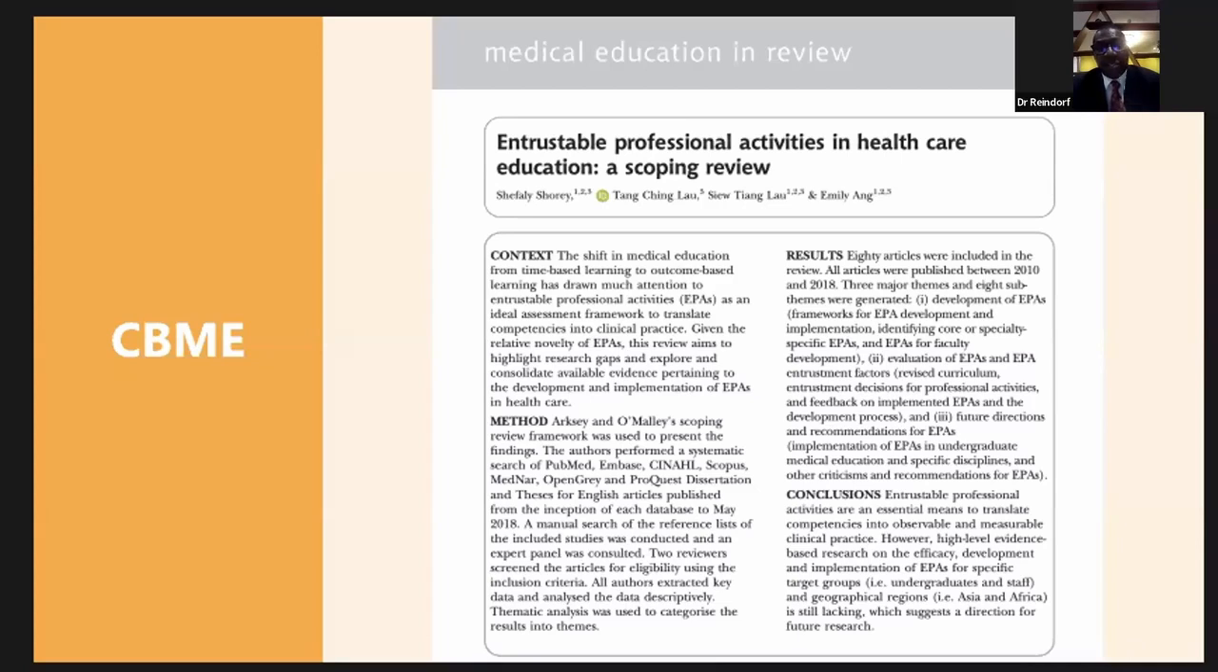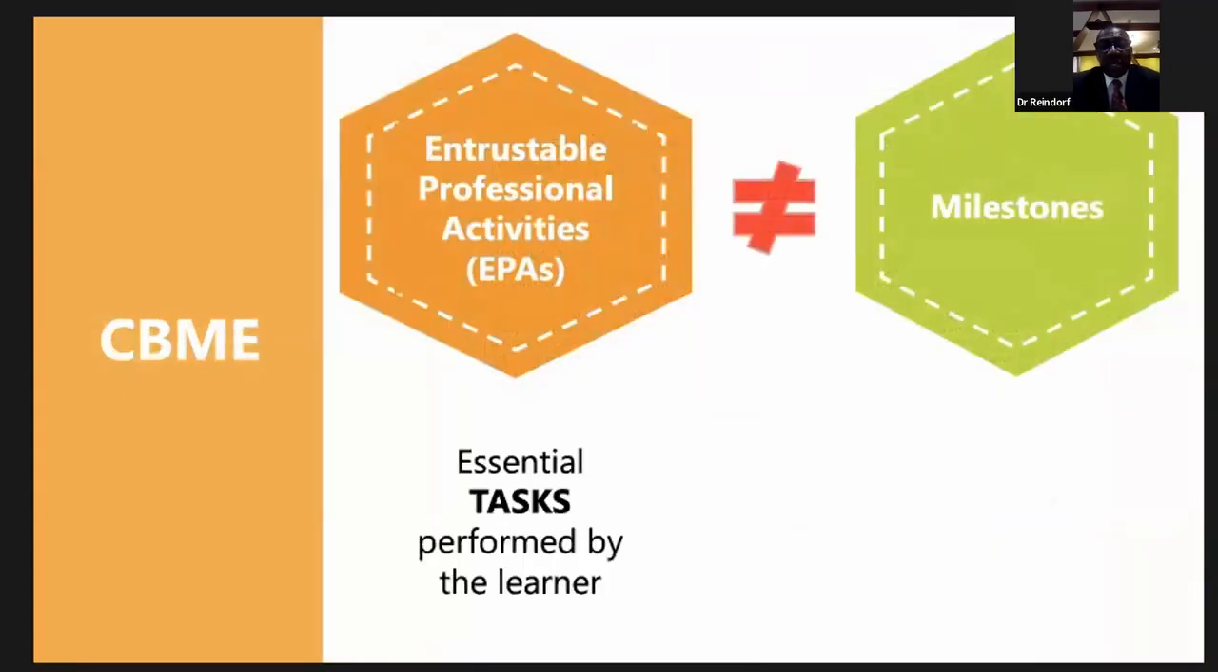And I must mention that, well, I don't think everything is known about it now. More work is ongoing to make it better, for us to know more on how to deliver more in our training. Entrustable professional activity is not equal to a milestone. So entrustable professional activity, you are referring to essential tasks to be performed by the learner. And the milestones deal with the abilities of the learner.